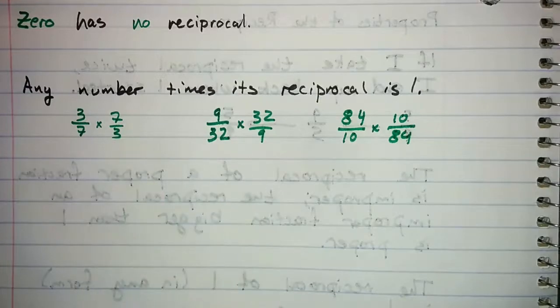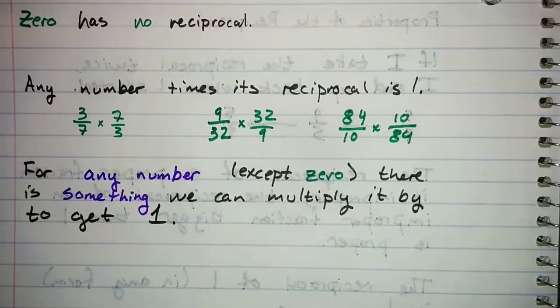Right, and we can see that. All right, that's not a big deal. What's a bigger deal is what this implies. For any number except for 0, there's something we can multiply it by to get 1. What's the something? Well, it's reciprocal. This turns out to be a really big deal.